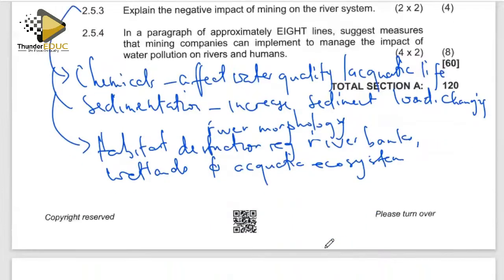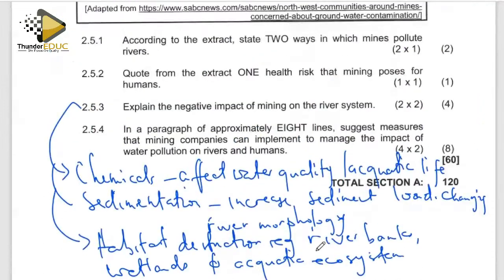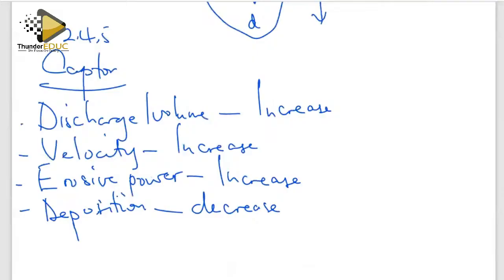Right, we are moving to our last question. In a paragraph of approximately 8 lines, suggest measures that mining companies can implement to manage the impact of water pollution on rivers and humans. That is number 2.5.4. Right, what can the companies do to reduce the impact of river pollution?